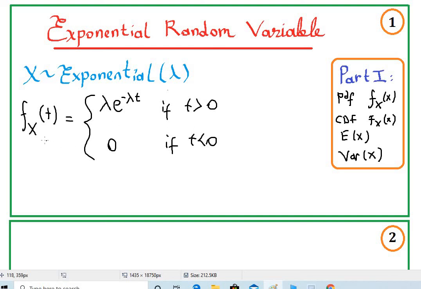So now we know the probability density function of the exponential random variable, and the graph looks like this. The top point of the graph is lambda, some constant number, then some decaying exponential function, and 0 elsewhere. So this is our f_X of t. Now we can derive the cumulative distribution function, capital F_X of x.